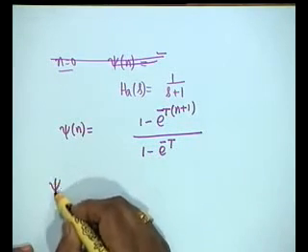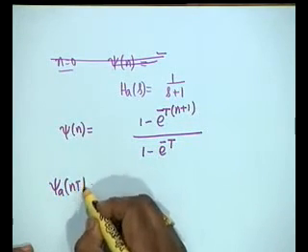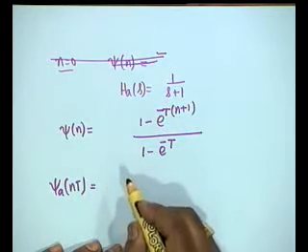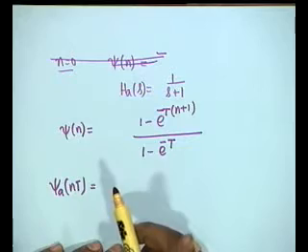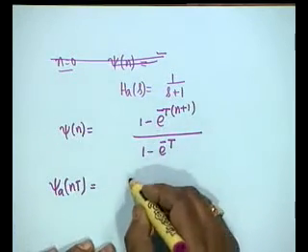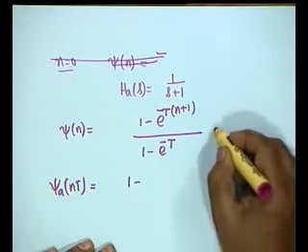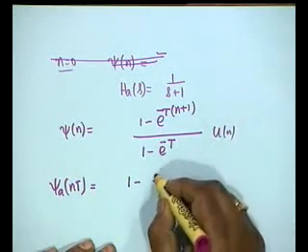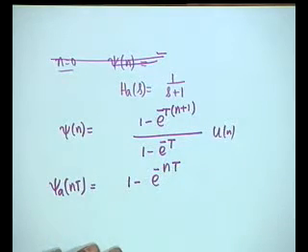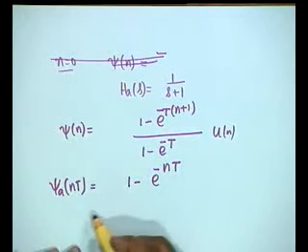And what would be Psi A of nT? This would be 1 by pi, where A sub I is 1 and pi is minus 1, and therefore it would be 1 minus e raised to the minus nT. All right. Obviously, these two are quite different. Quite different. For example, n.